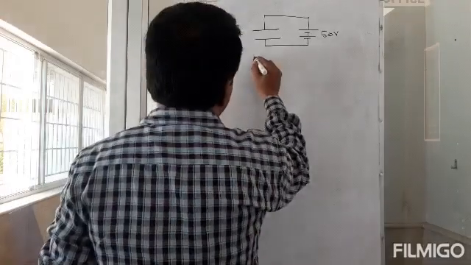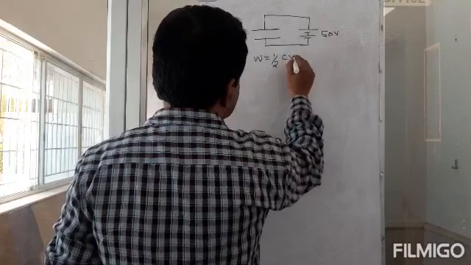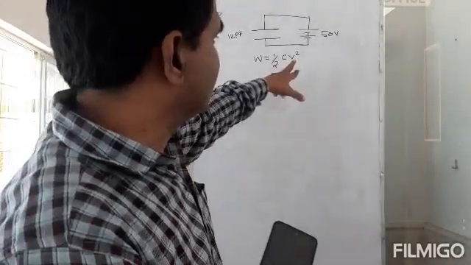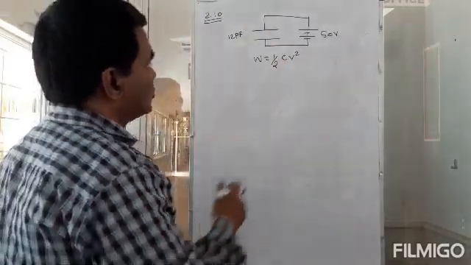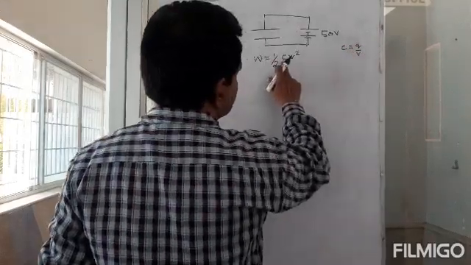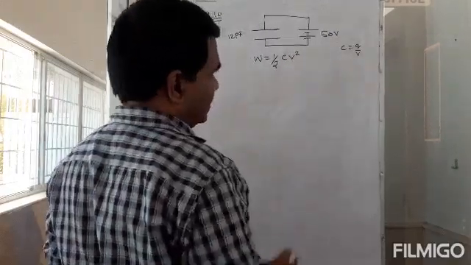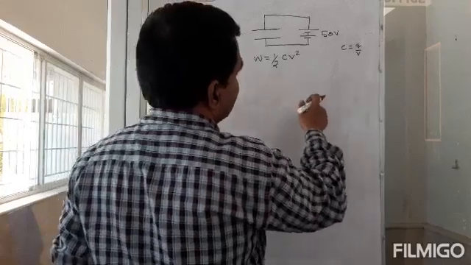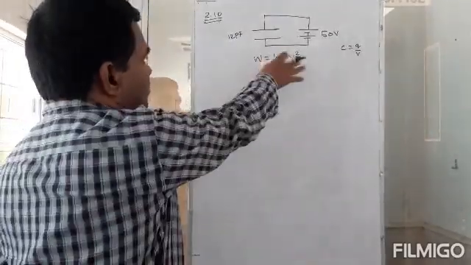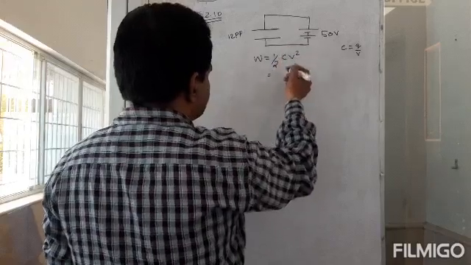So what is the work done in doing it, or the amount of energy stored? One of the three equations is half C V square, and if you know one equation, we will get the other two by substituting the value for V and C. Using this expression, C is equal to Q by V, so instead of C, if I put Q by V, then I will get some other equation. Or instead of V, I put Q by C, then I will get the second equation.